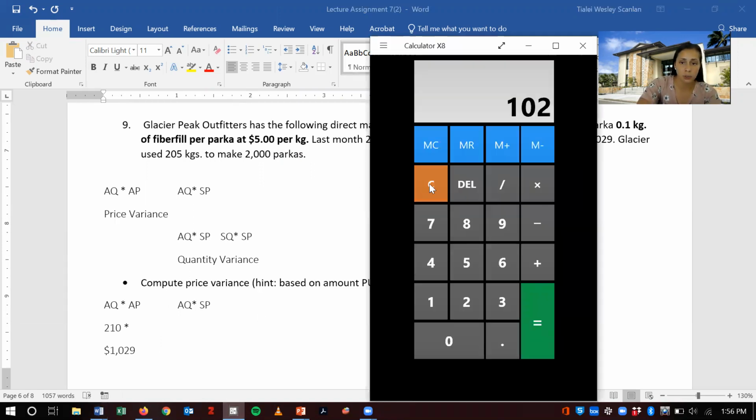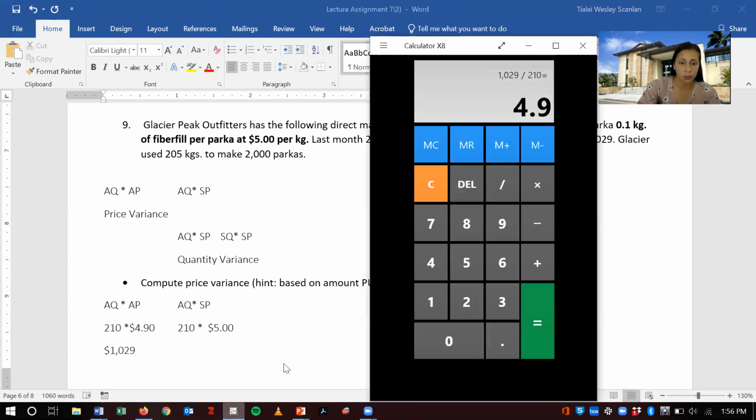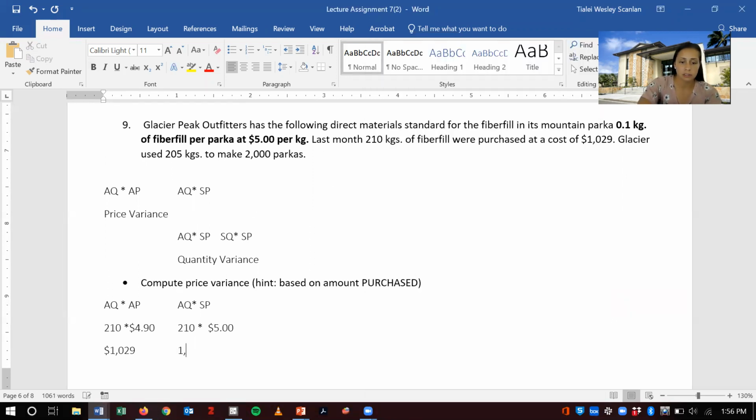Just like what we did before, 1,029 divided by 210. Okay, we're good, $4.90. Actual quantity is still 210 because that's what they purchased, the full 210, and the standard price is $5 per kilogram. This calculation should look exactly the same as what we did before. So we'll do 210 multiplied by $5 per kilogram, which is 1,050.